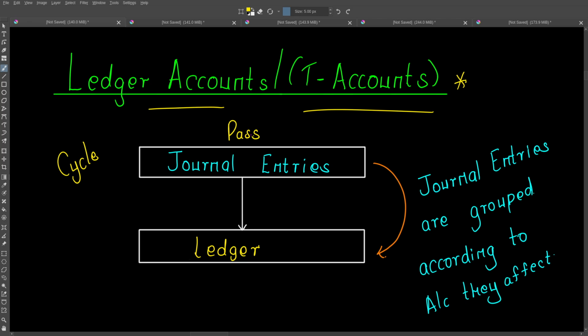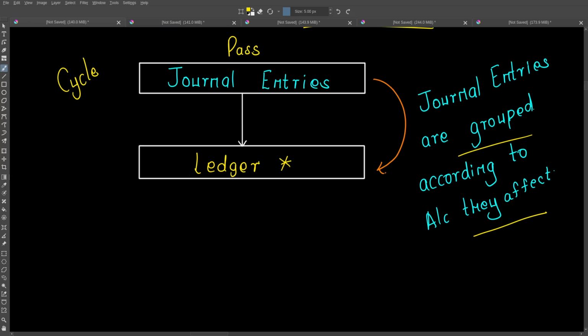So after that, what happens? We take these journal entries and group them according to the account they affect. So that is what we're going to get as a ledger, okay? This ledger is basically an accounting record where you are able to classify the entries per account. For example, if we were looking at the cash account, a cash account is an example of a ledger account, okay? We are able to see the debits that happened in that account, and the credits that happened in that account.